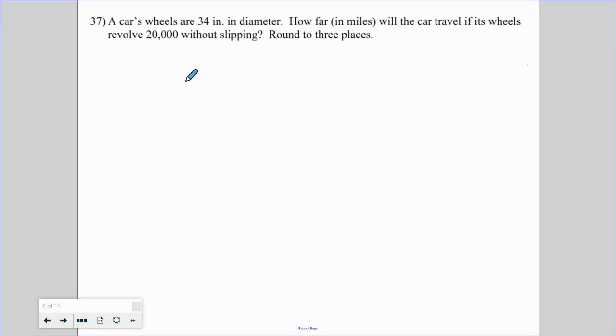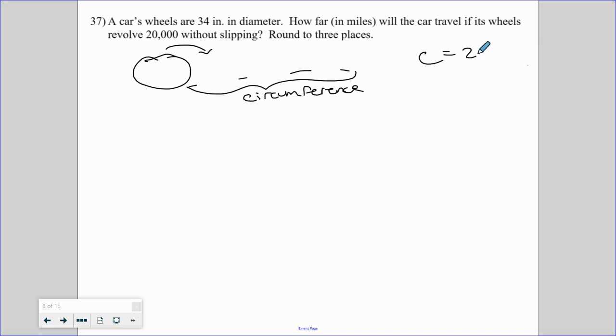All right. All of these car wheel problems, when you have a wheel rolling forward, the distance that it travels is equal to the circumference of the wheel. And circumference is 2 times pi times r. Now, they gave us the diameter is equal to 34 inches. Well, radius is half the diameter, so the radius is 17 inches. Okay, so we want to know how far will it travel if we do 20,000 of those.